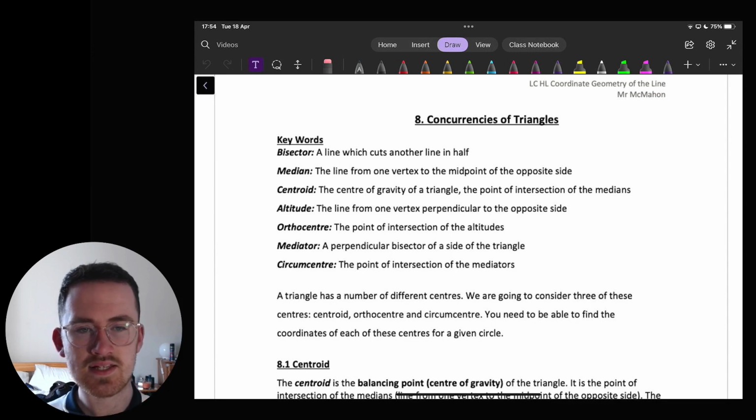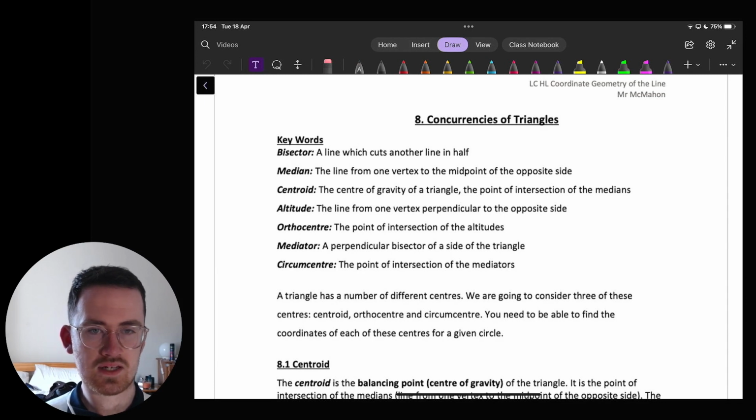So a triangle has a number of different centers, and we're going to look at three of them here: the centroid, the orthocenter, and the circumcenter. You need to be able to find the coordinates of each of these centers for a given triangle. So it's really important that, as much as being able to find the centers of these triangles, you need to know exactly what each one is. Do you know what it's the intersection of? And then that will help you with how you're going to find it.